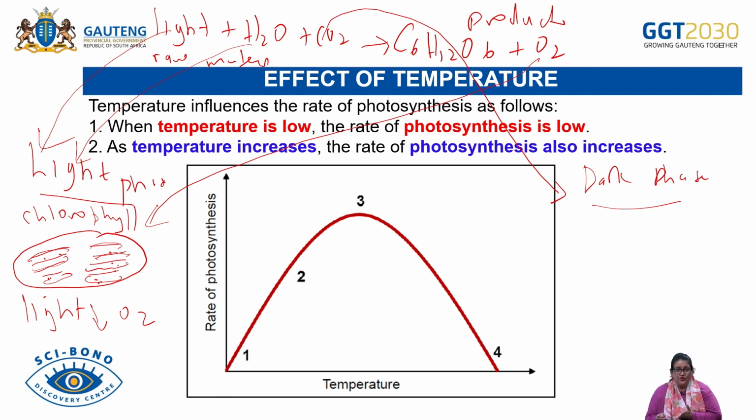See, we're not using light. Light was used in the light phase. That's why it's called the light phase. But the dark phase can occur immediately after the light phase. When the products of the light phase are available, then immediately it goes into the dark phase.